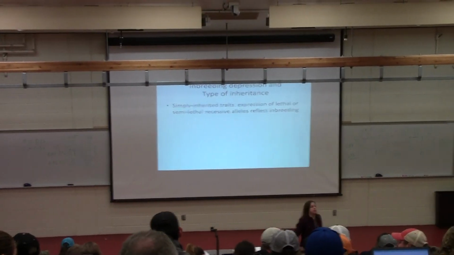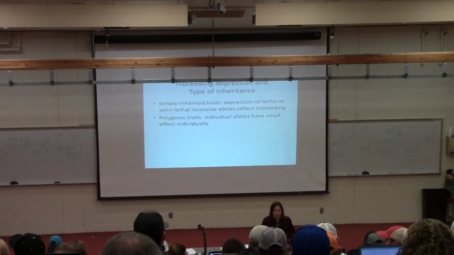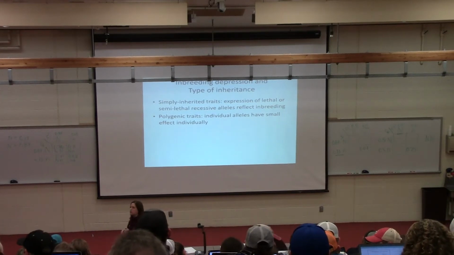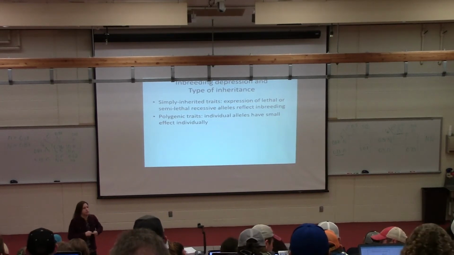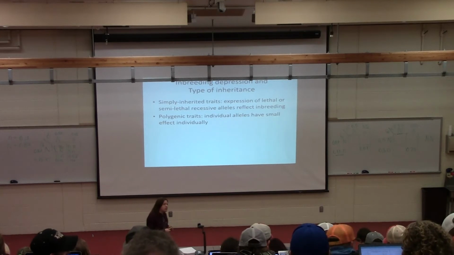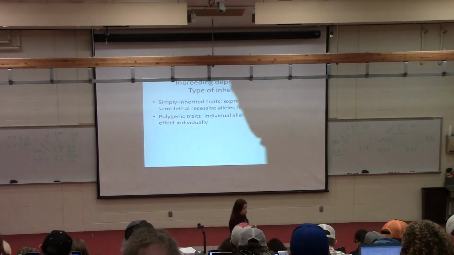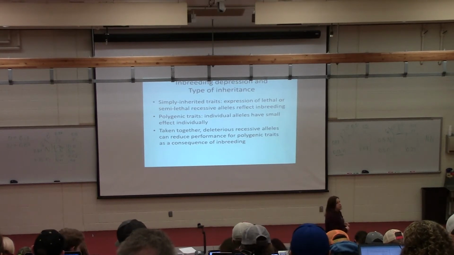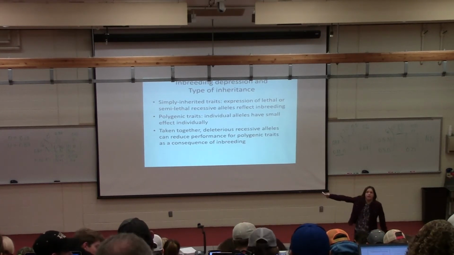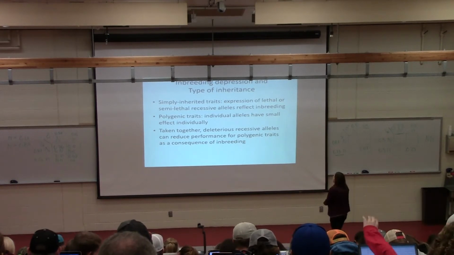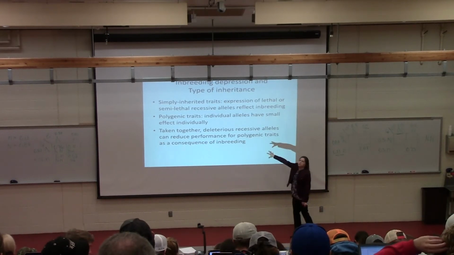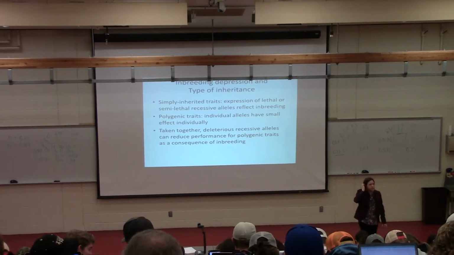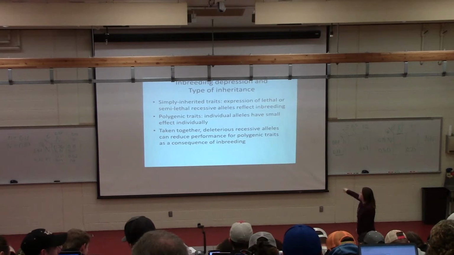Okay, so those are simply inherited traits. However, like we've said before, we're really interested in those polygenic traits. We're interested in growth, fertility, milk yield, and litter size. So our polygenic traits could have recessive genotypes due to inbreeding. We have to think about how recessive genotypes across the genome that affect those traits in fact impact our phenotype, right?